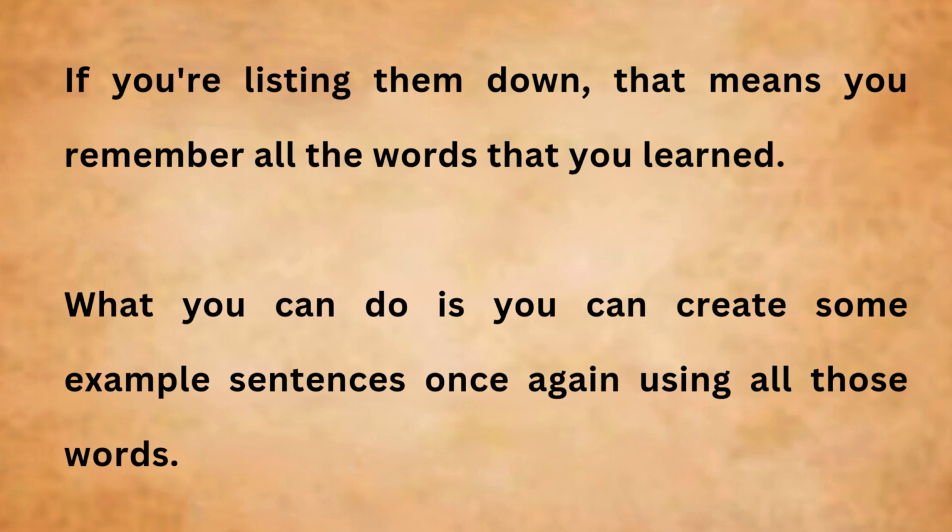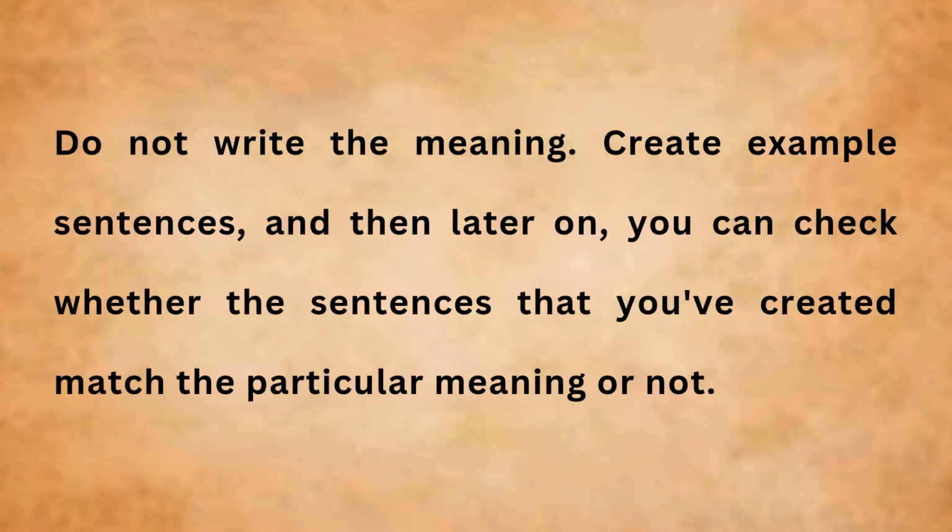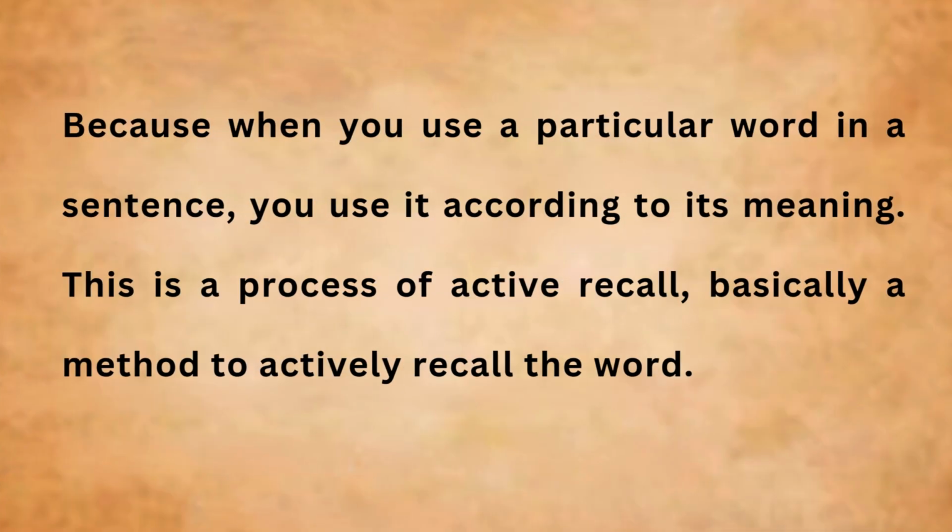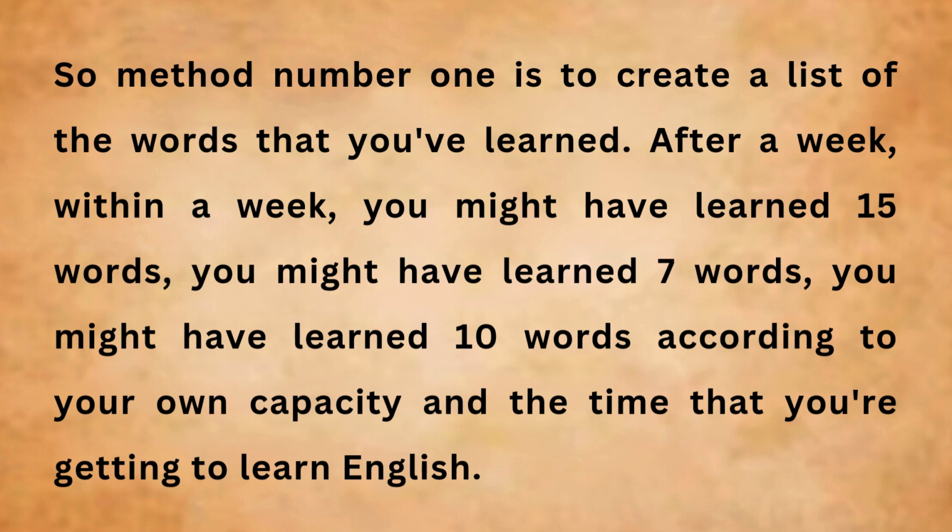What you can do is create some example sentences once again using all those words. Do not write the meaning. Create example sentences, and then later on you can check whether the sentences that you've created match the particular meaning or not. Because when you use a particular word in a sentence, you use it according to its meaning. This is a process of active recall, basically a method to actively recall the word. So method number 1 is to create a list of the words that you've learned.